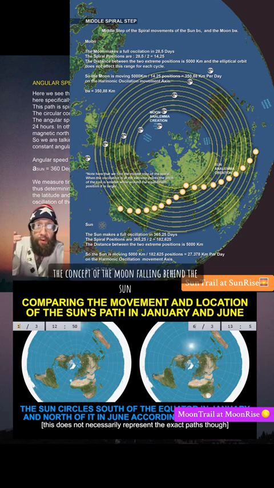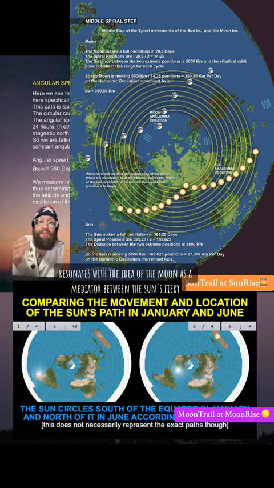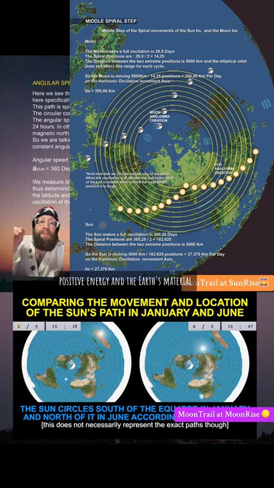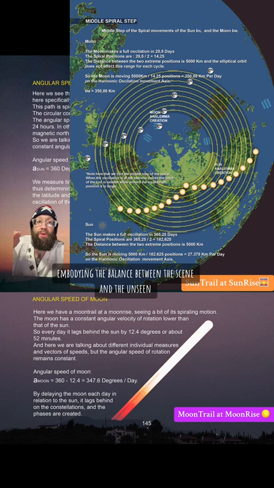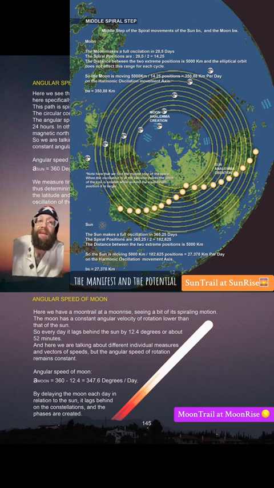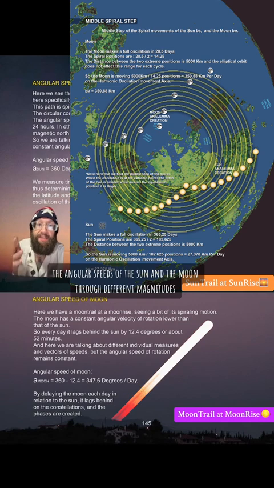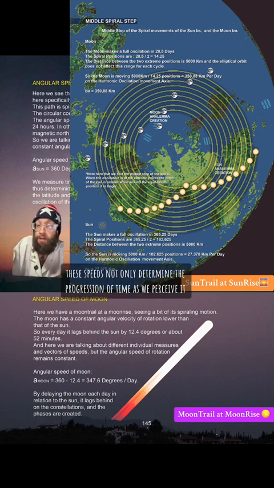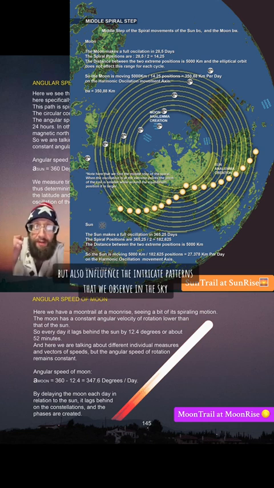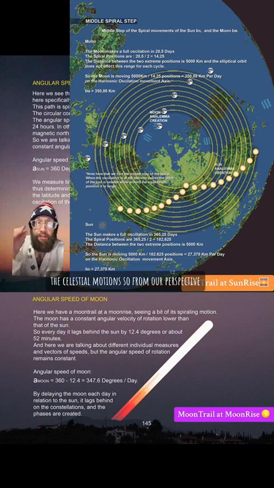The concept of the moon falling behind the sun resonates with the idea of the moon as a mediator between the sun's fiery positive energy and the Earth's material dielectric inertial plane, embodying the balance between the seen and the unseen, the manifest and the potential. The angular speeds of the sun and the moon through different magnitudes are essential to understanding the broader dynamics of geocentric celestial motion. These speeds not only determine the progression of time as we perceive it, but also influence the intricate patterns that we observe in the sky, the celestial motions.